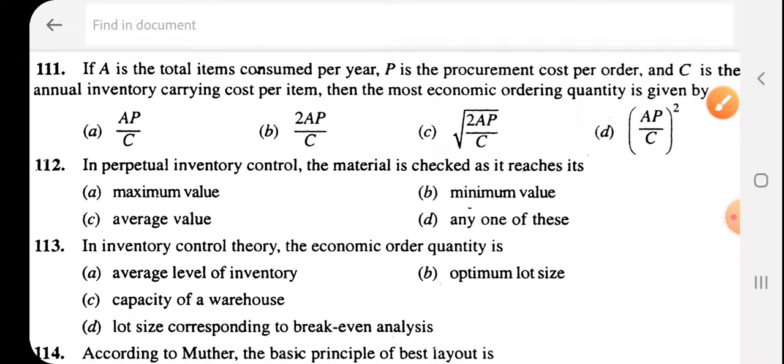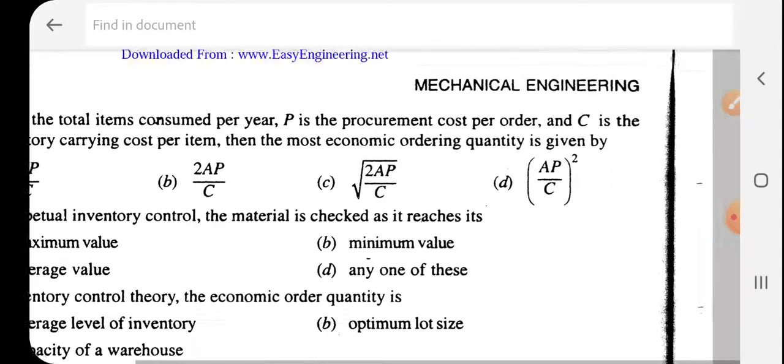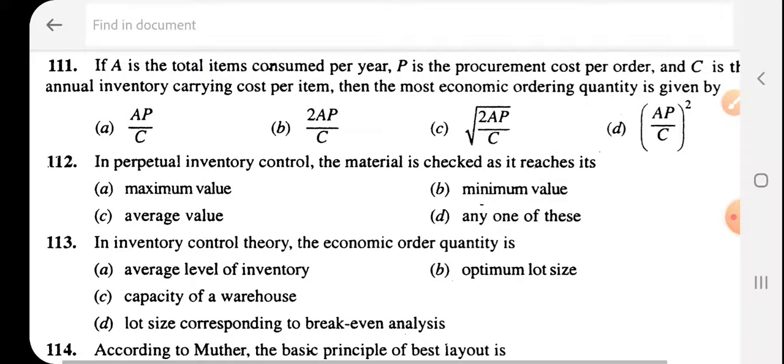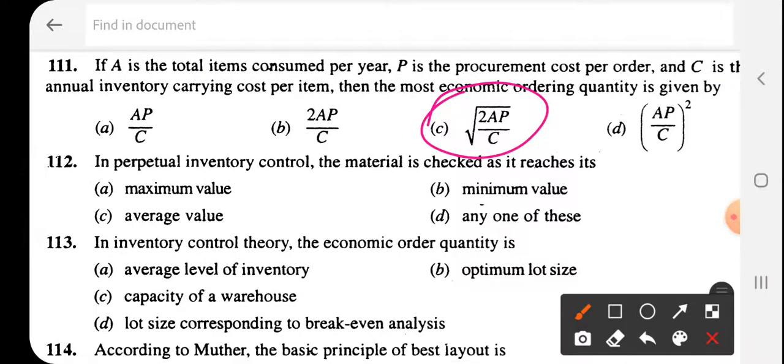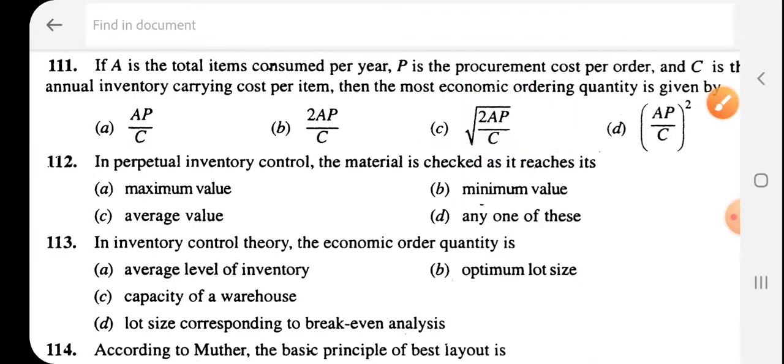If A is the total items consumed per year, P is the procurement cost per order, and C is the annual inventory carrying cost, the most economic ordering quantity is given by Q equal to square root of 2AP by C, that is D. C is the correct statement. Remember this formula, very important. They will ask questions on this also.